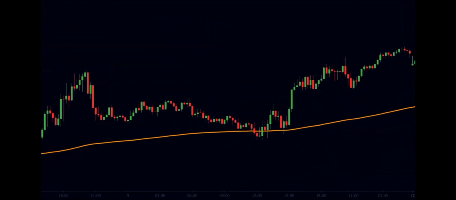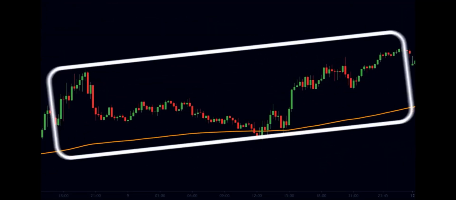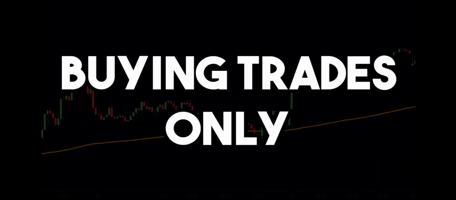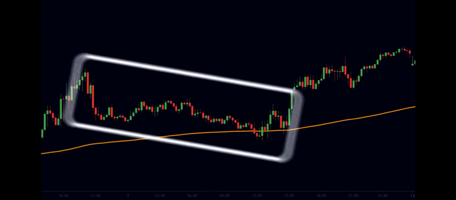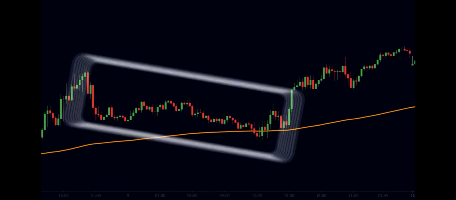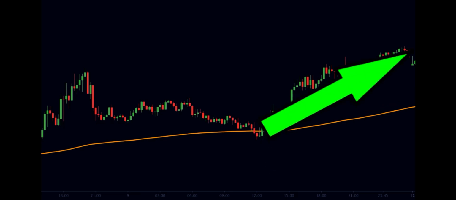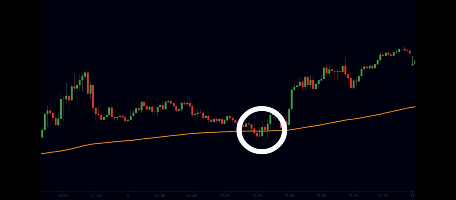So on this chart we can clearly see that the price is trading above the 200 EMA. So we will look for buying setups only. Here is a strong pullback in price, and the price touches the 200 EMA. At this point we know that the 200 EMA provides support to the price, and the price may bounce off this EMA. So we want to buy here.